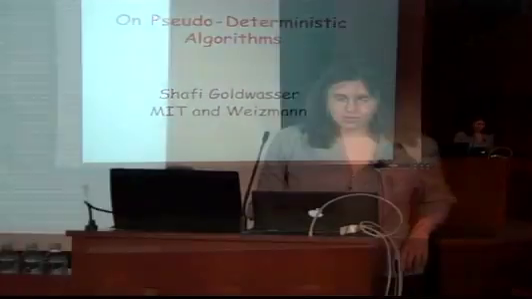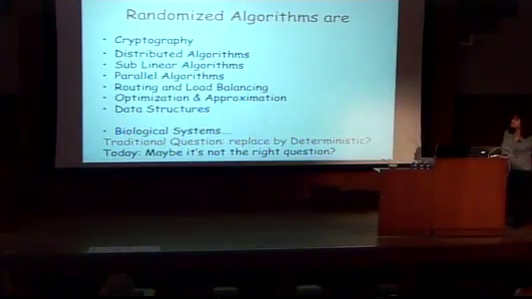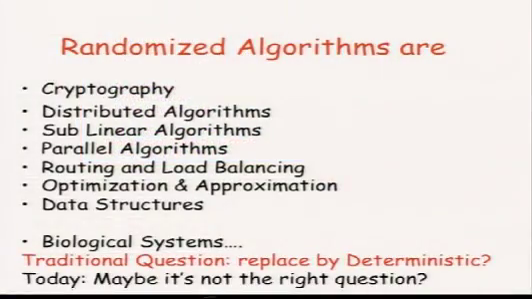Great. Okay, so randomized algorithms are everywhere in our field of theoretical computer science. They're being used in cryptography, in distributed algorithms, in sublinear algorithms, in parallel algorithms, routing, load balancing, optimization, approximation, data structures, biological systems. And one of the traditional questions that we always ask in computer science, when we have a randomized algorithm, is why don't we replace it by a deterministic one, or can we replace it by a deterministic one? And in some sense, one way to think of my talk is that maybe this is not the right question.